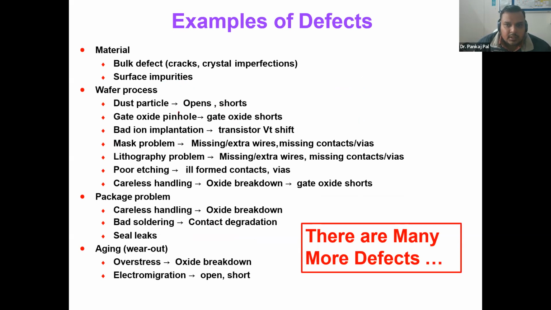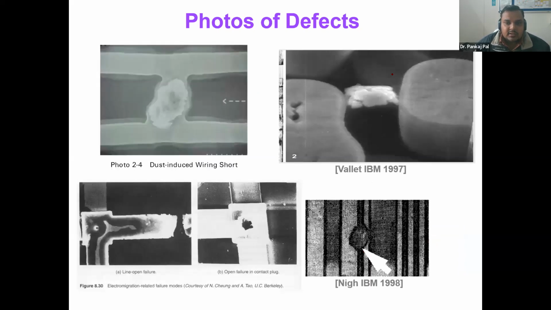Dust particles, as I already told you, may cause your transistor to be completely open or completely shorted. That means it will either give you only a zero value or only a one value, always stuck. So there are certain changes like this, and that will affect the functionality.